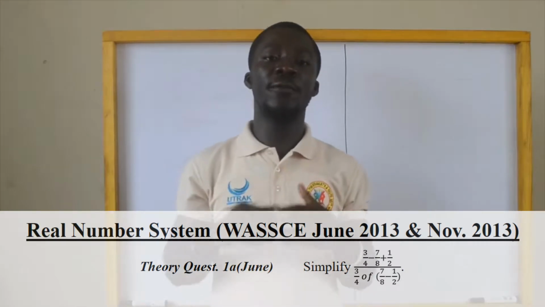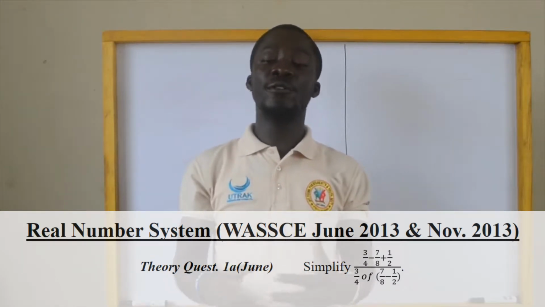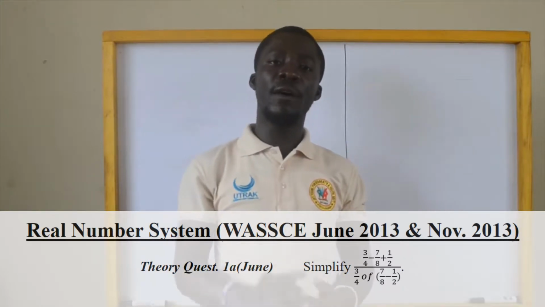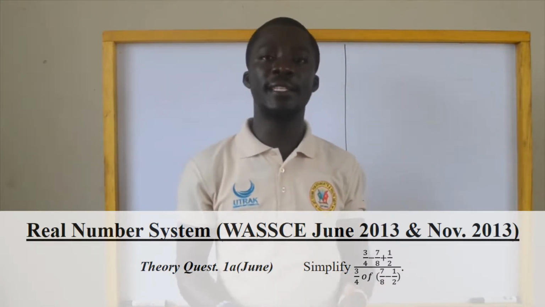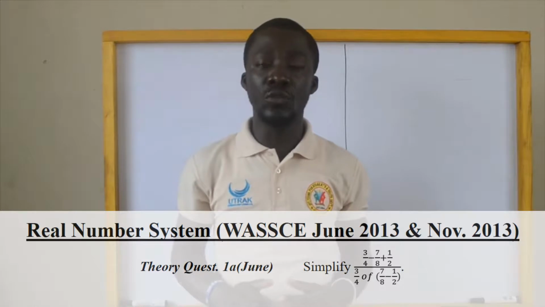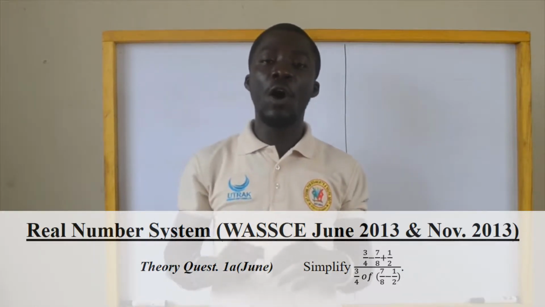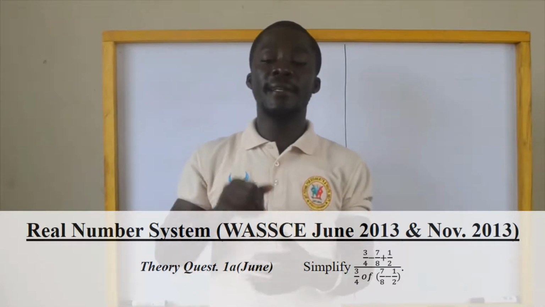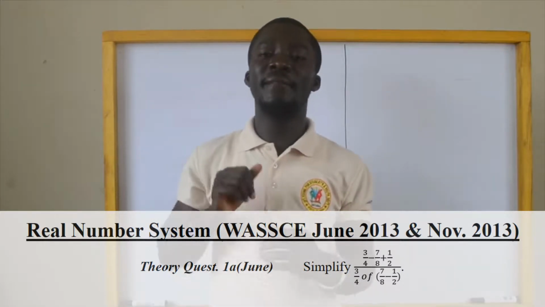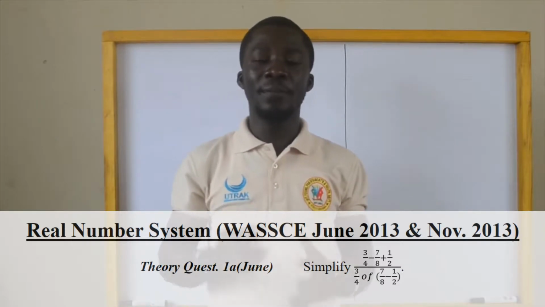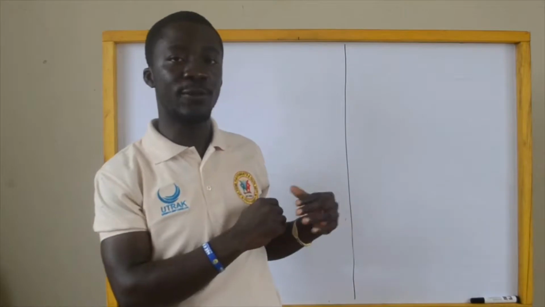Theory question 1a, which also came in June: simplify 3 over 4 minus 7 over 8 plus 1 over 2, all divided by 3 over 4 of, in brackets, 7 over 8 minus 1 over 2, bracket close. Now let's go to the board and have our solutions done.